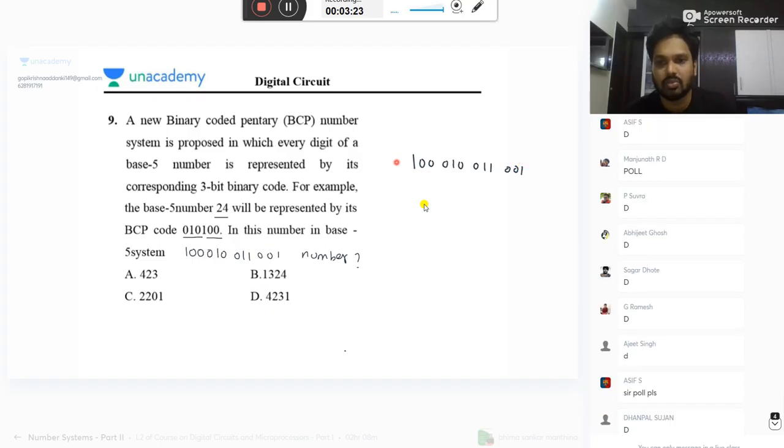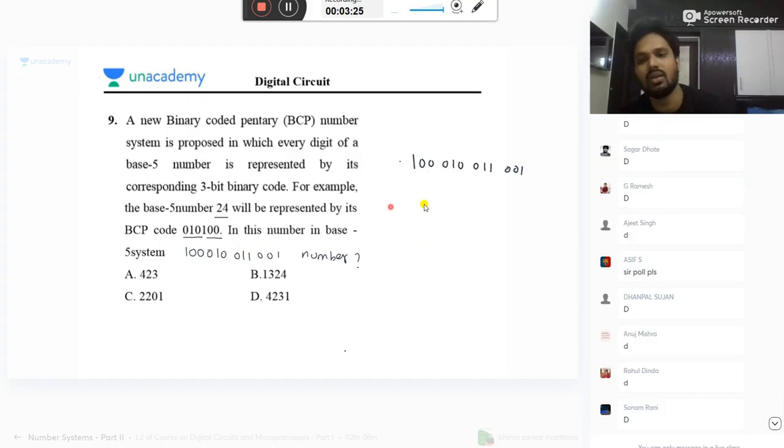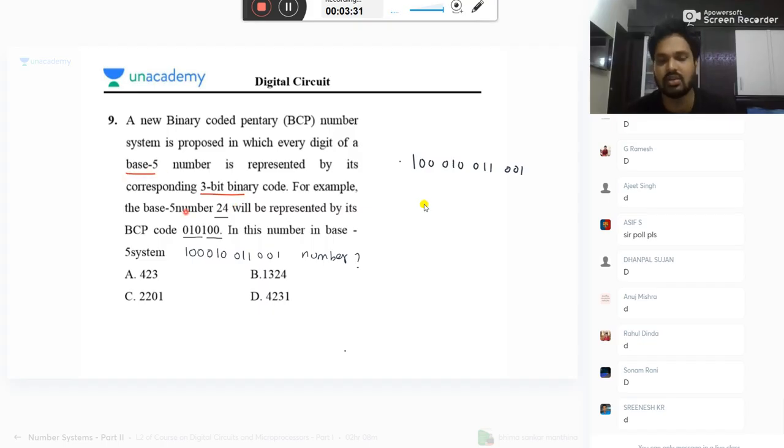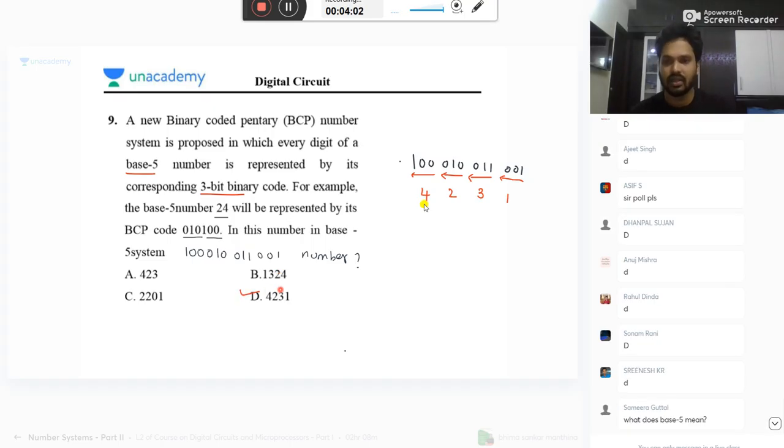I'll conduct the poll also, don't worry, depending on the question. So what is the statement of the question? Base 5 system, every 3-bit is replaced by its corresponding 3-bit binary code. So here 24, 3 bits is 2, 3 bits is 4. Similarly, replace every 3 bits with one number. Pentary means nothing but base 5, and that doesn't matter for us. So every 3 bits is replaced with its equivalent. 011 means what? 3. 010 is 2. 100 is 4. That's all. Is it clear to everyone? Yes, base 5 only.